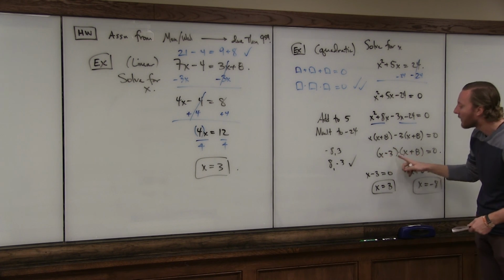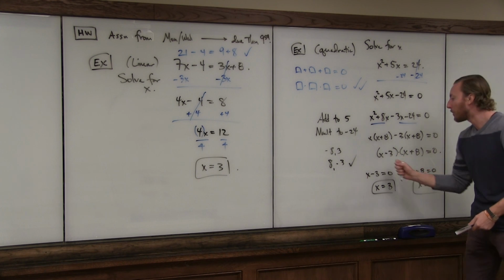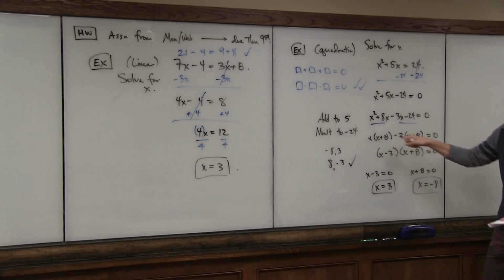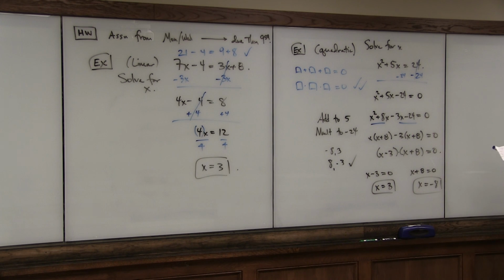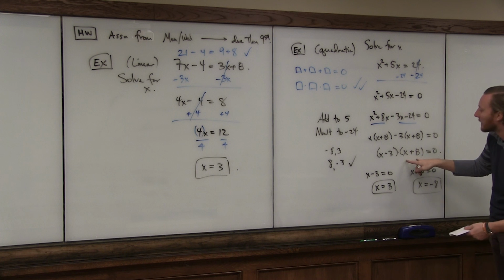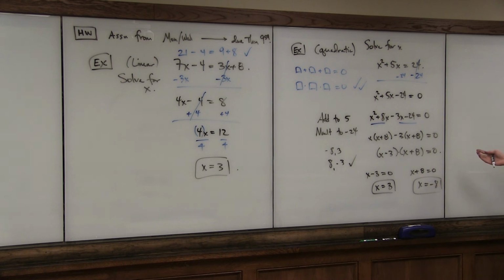You might have a simple enough expression here to where you can see that plugging in 3 for x would give you 3 minus 3, which would give you 0. Or plugging in minus 8 would give you x plus 8 equals 0. But I mean, worst case scenario, just take the darn factor, set it equal to 0, and solve. When is the factor 0? Well, when it solves to be 0.